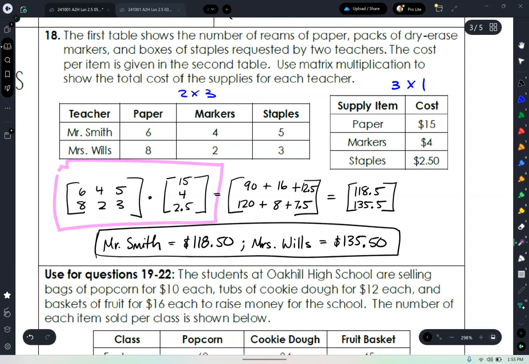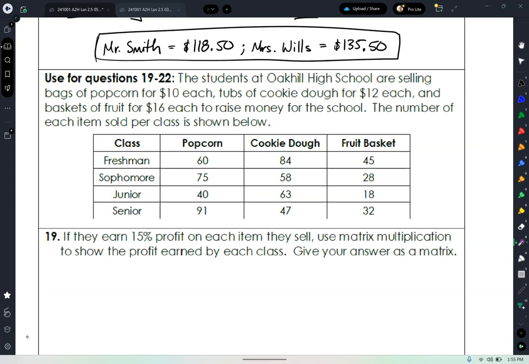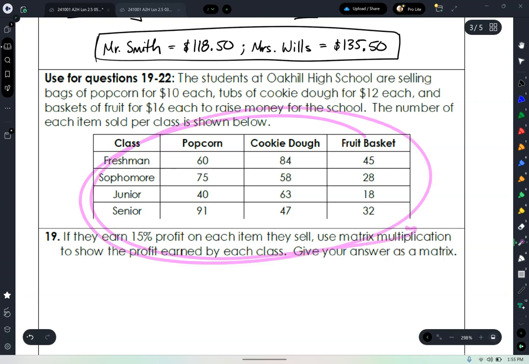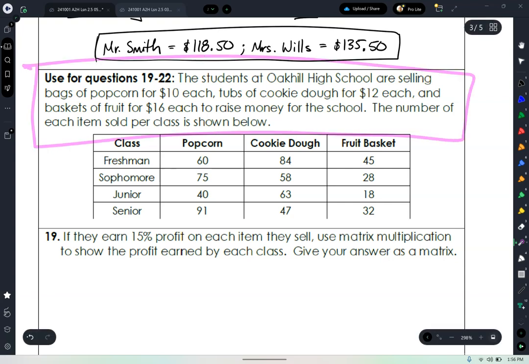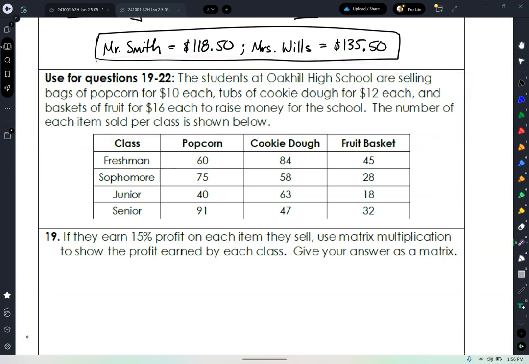Like, for example, in this next question, how many matrices do you see? There's only 1, right? Because this is a matrix. But how are we using matrix multiplication then if there's only 1 matrix? Well, there's another one buried in here.